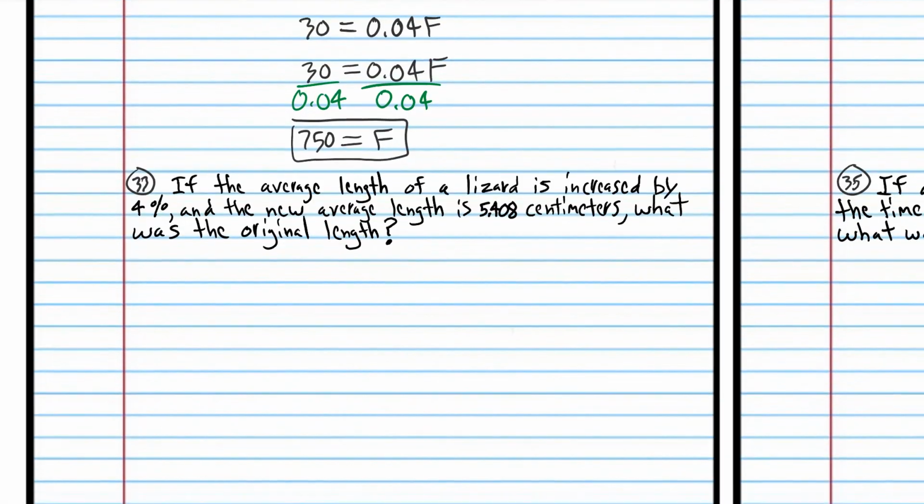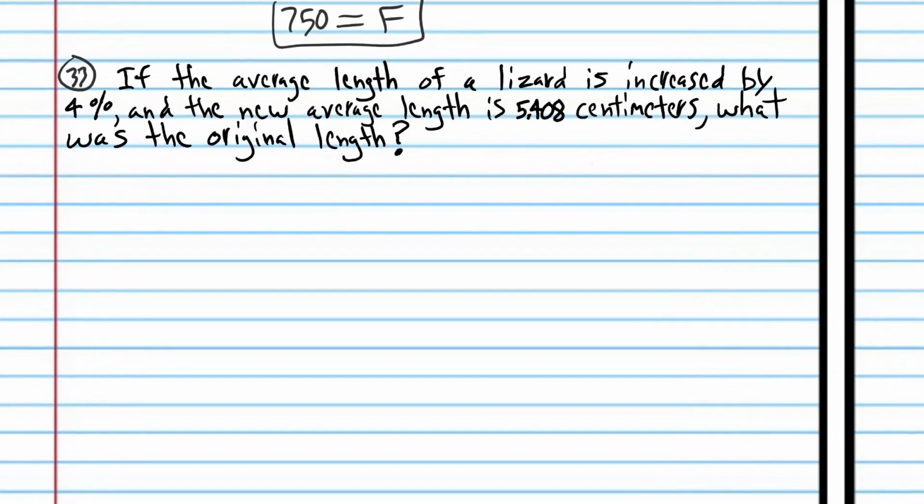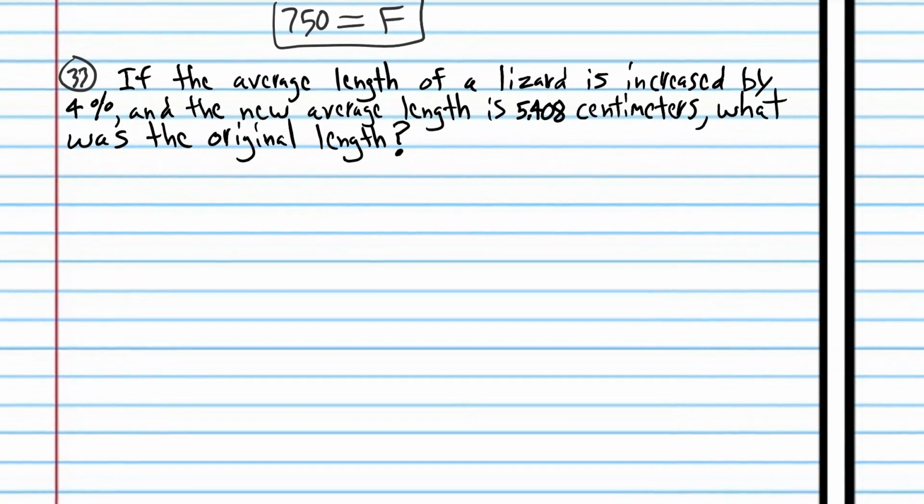So this is kind of the same type of problem we were doing, except there's just a different unknown. If the average length of a lizard is increased by 4% and the new average length is 5.408 centimeters, what was the original length? So this is an increase, so we're adding. The new number is 5.408, and the original number we don't know, so we're just going to write f. But we do know that r is 0.04, because, again, you have to take the percent.